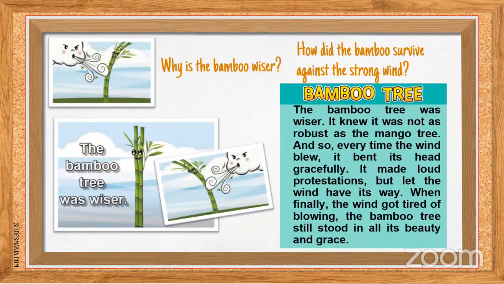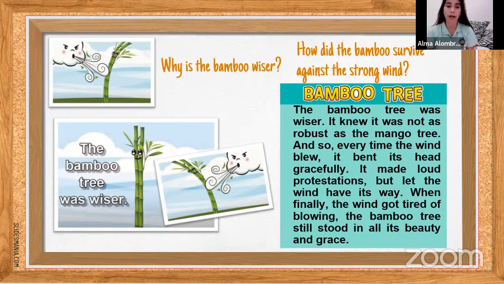Bamboo tree. The bamboo tree was wiser. It knew it was not as robust as the mango tree, and so every time the wind blew, it bent its head gracefully. It made loud protestation, but let the wind have its way. When finally the wind got tired of blowing, the bamboo tree still stood in all its beauty and grace.